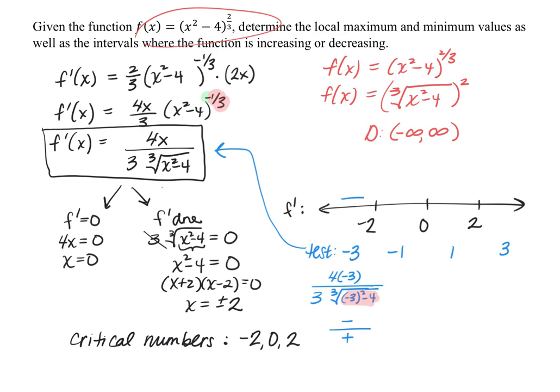Same thing if I substitute in -1, 4 times -1, in the numerator you see we have a negative. But in the denominator, we're going to end up with the cubed root of -1 squared minus 4. So now -1 squared is +1 and 1 minus 4 is -3. So we are taking the cubed root of a -3, which will give us a negative in the denominator. A negative divided by a negative is a positive.